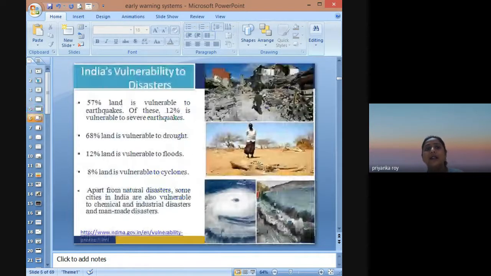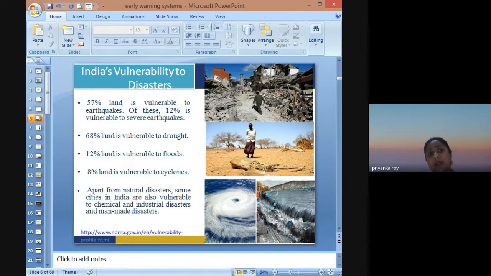Okay. Then, coming to India's vulnerability to disasters, if we see the percentage of losses that we can come across, 57% of land is vulnerable to earthquakes. Of these, 12% is vulnerable to severe earthquakes, very highly prone to severe earthquakes and jolts. Then 86% of land is vulnerable to drought.